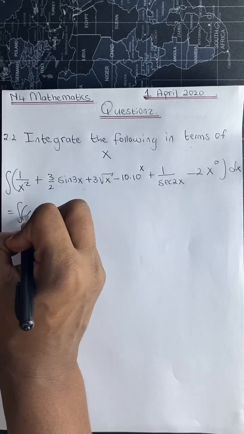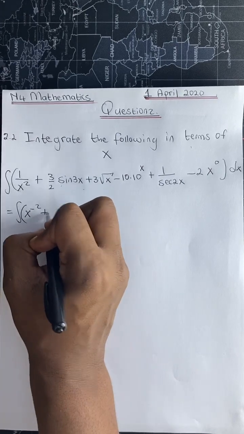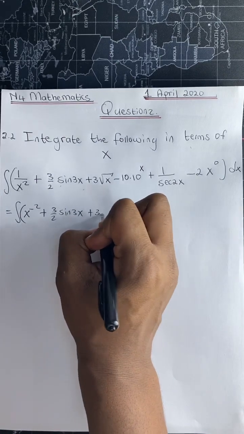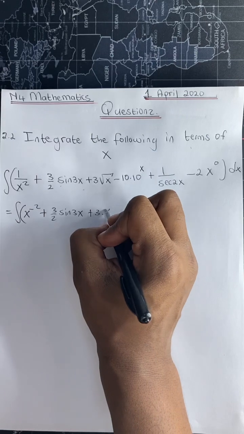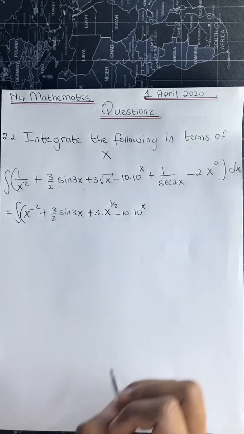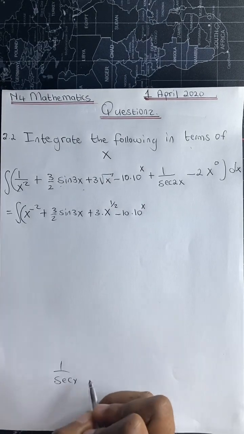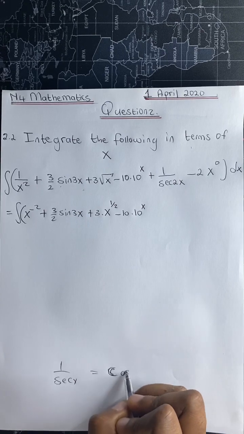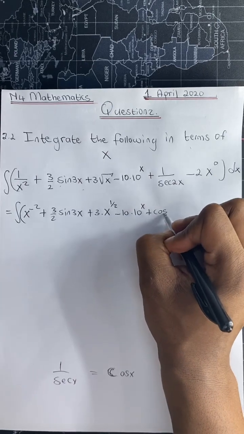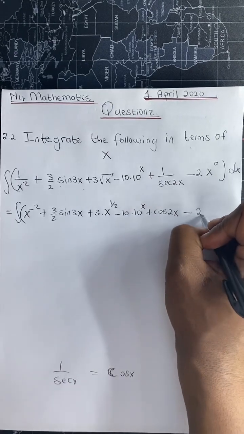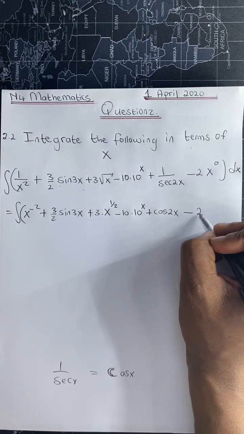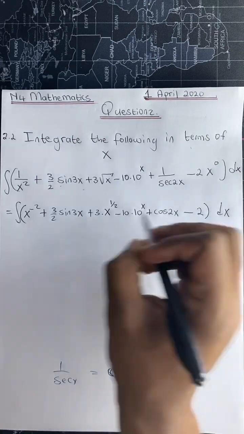Let's first simplify this integral so that it is easier to integrate. 1 over x squared we can express as x to the power negative 2, plus 3 over 2 sin 3x, plus 3 times the square root of x, which we can express as x to the power 1 over 2, minus 10 multiplied by 10 raised to the power x. We know that 1 over sec x is equal to cos x, so we can express 1 over sec 2x as cos 2x, minus 2x raised to the power 0, which is 1, and that 1 multiplied by negative 2 will be negative 2, dx.